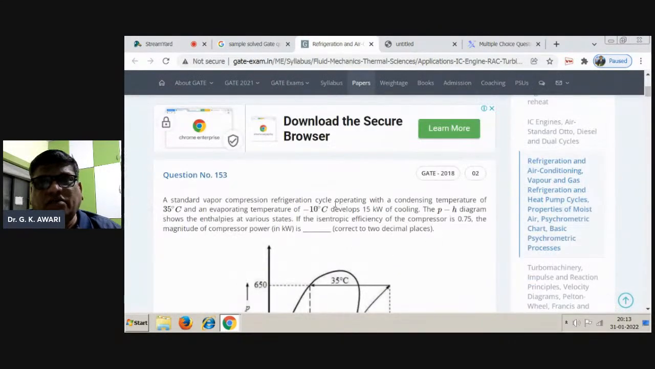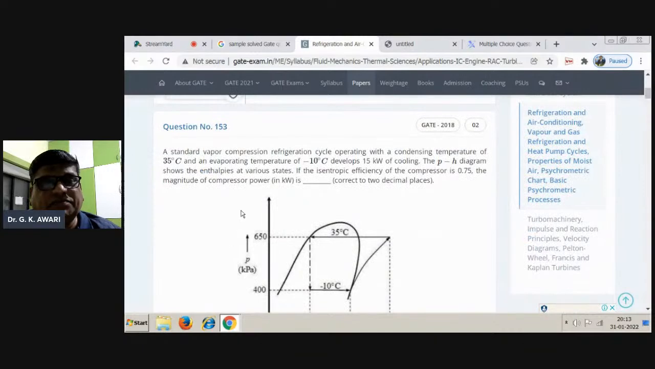Yes. Now we will see some of the questions from previous GATE examinations, what kind of questions there are, what is their nature, and how to attempt and solve these questions. So question number 153.